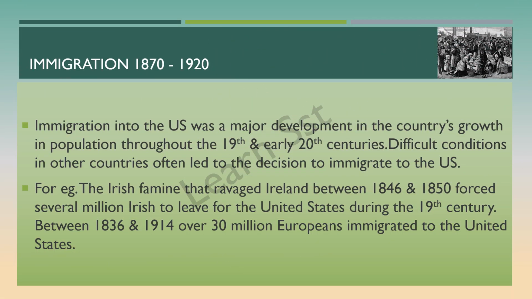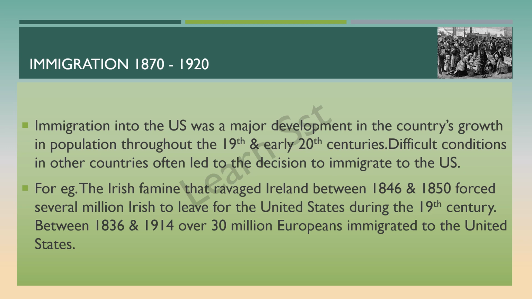Immigration, which happened between 1870 and 1920. Immigration into the US was a major development in the country's growth and population throughout the 19th and early 20th centuries. So the main reason was immigration, and that led to the growth in the population. Difficult conditions in other countries often led to the decision to immigrate to the United States. Now they have given us the example of those people who were forced to leave their nations and settle down in the US.